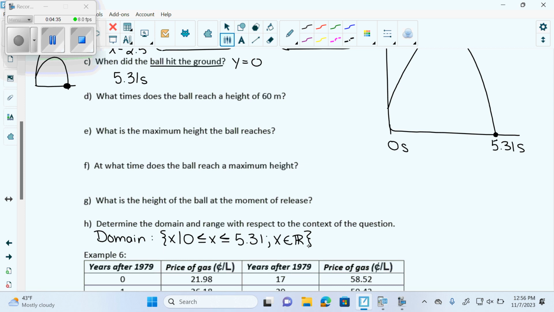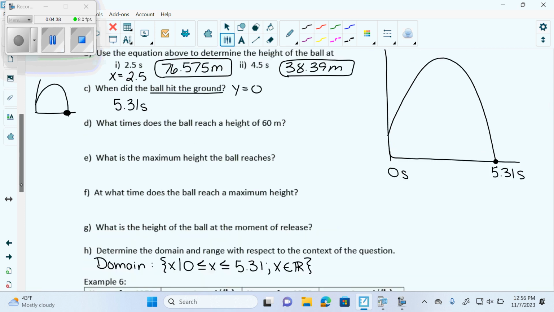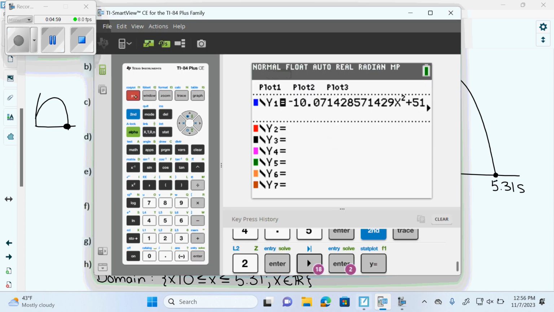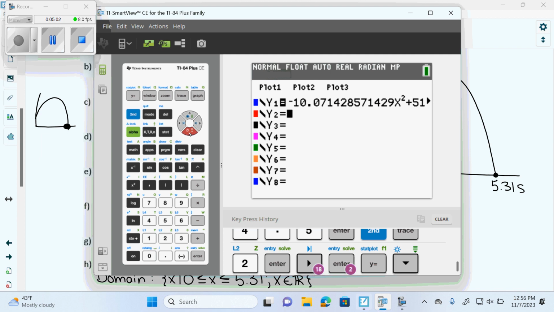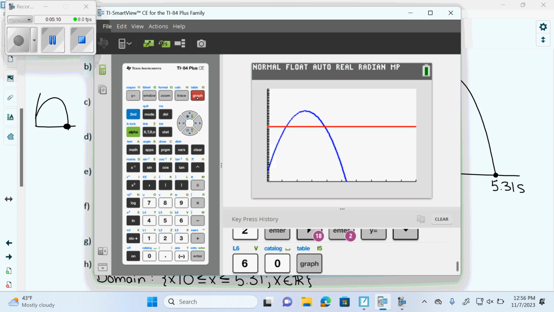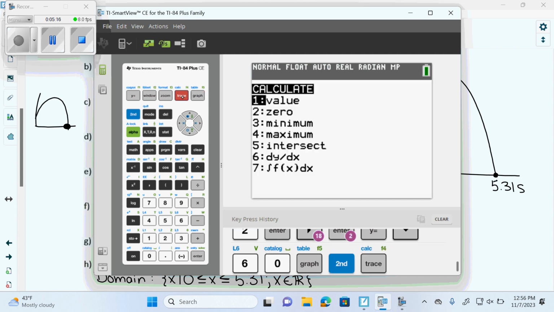Yes. So here it says, what time does the ball reach a height of 60 meters? So what did they give me? X or Y? Y. No one should be on their phones. So this is y equals 60. So do I put that into my y1 and just clear out my equation that's there already? No, that would be stupid. So it's going to be 60 here. And then I press graph. What do we do? Then we need to find out where they do what? Intersect. So I go second, trace 5.